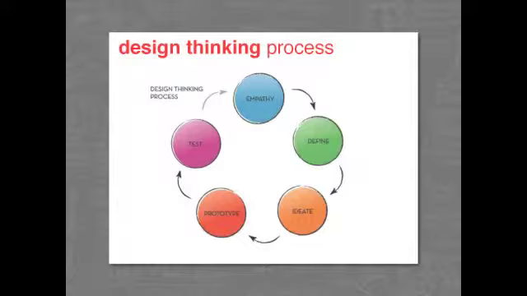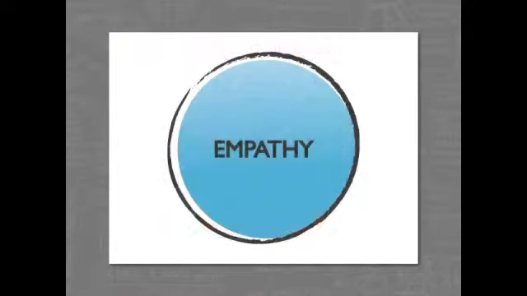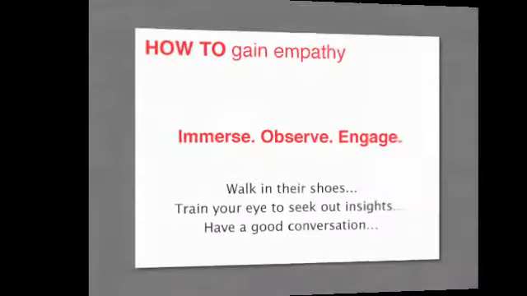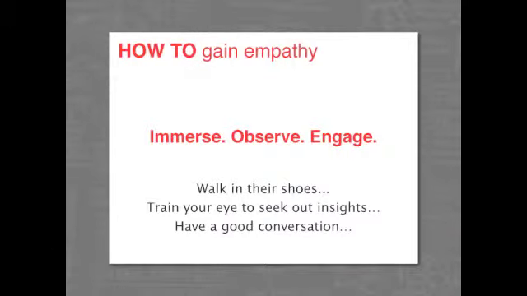The D School calls this design thinking. They break it down into 5 steps: empathy, define, ideate, prototype, and testing. Empathy. We gain empathy to find needs, to discover people's explicit and implicit needs so that you can meet them through your design. You can gain empathy by immersion, observation, and engagement. Walk in their shoes, train your eye to seek out insights, have a good conversation.